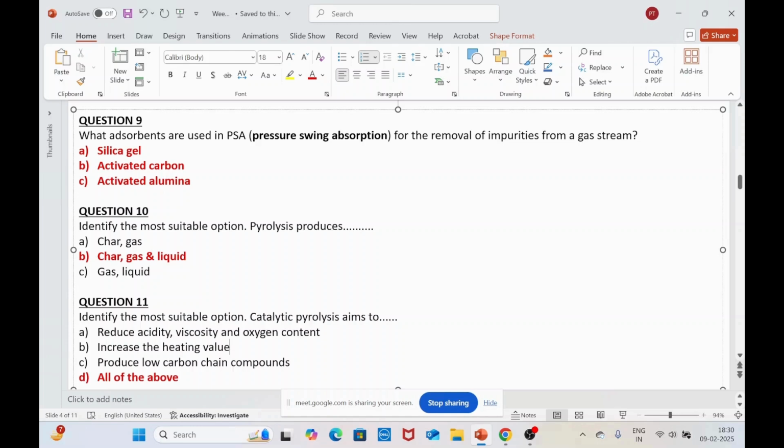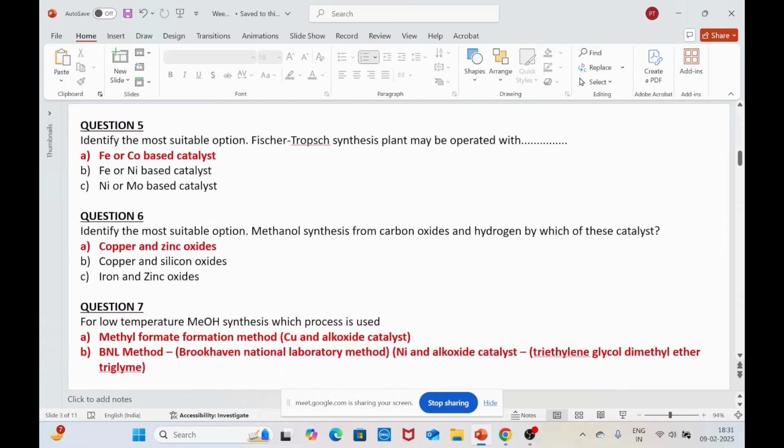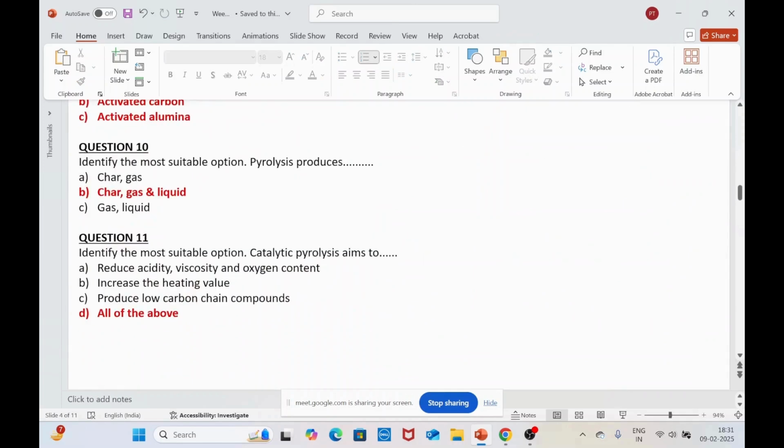So that is the advantage of this catalytic pyrolysis process. Whatever the pyrolysis process produces may have more acidic content, viscosity, or oxygen content, and the heating value might be less. So by using this catalytic pyrolysis process, all these limitations are eliminated, so that the pyrolysis process as such becomes more efficient. So this is with the theoretical questions. Let's move towards problem solving.